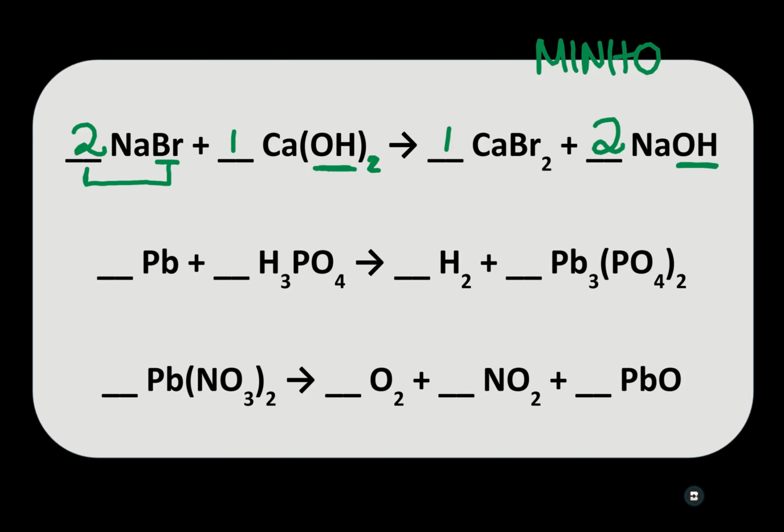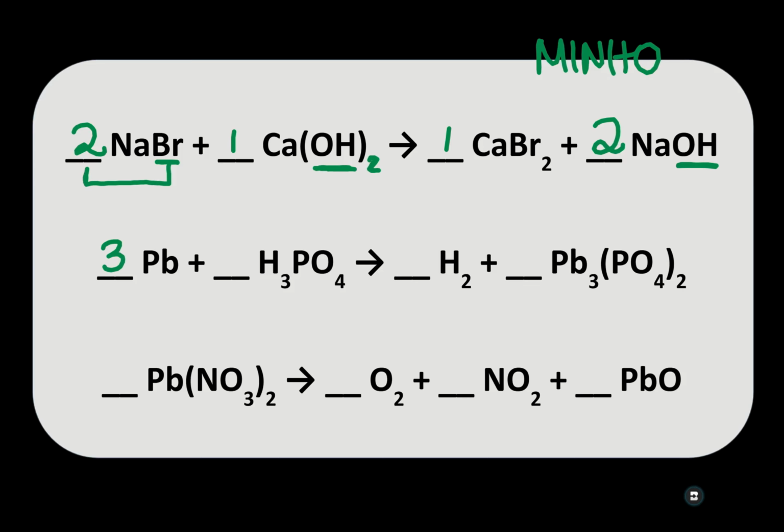This is a single displacement reaction. So let's look at our mine hoe. So metals, I have lead only. That's my only metal. I do have ions, so that's good. So let's focus on the lead first. I have 1 Pb here. I have 3 Pbs here. So I want to put a 3 in the front to take care of that.